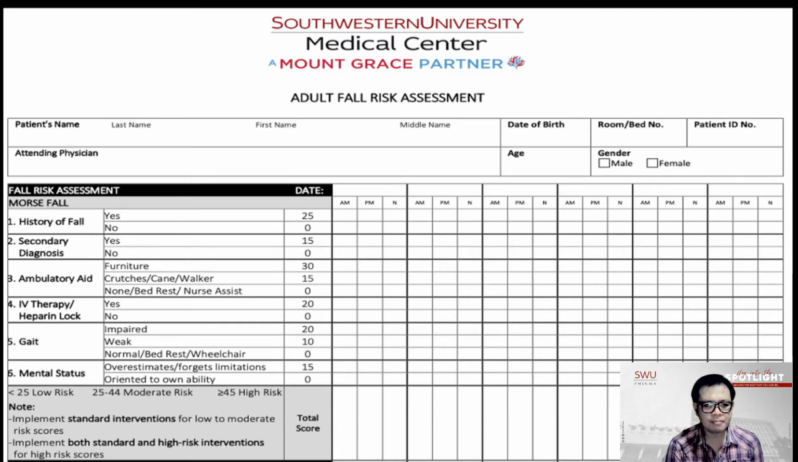Next, you have to take note that we have to make sure to implement standard intervention for low to moderate risk scores.